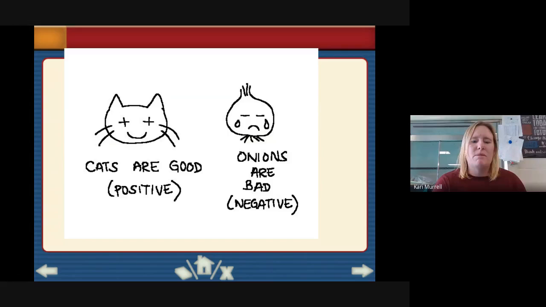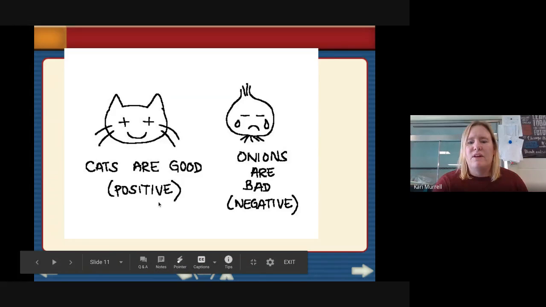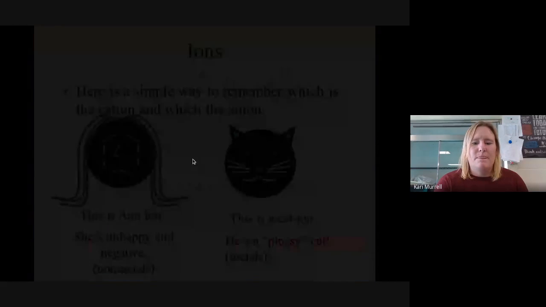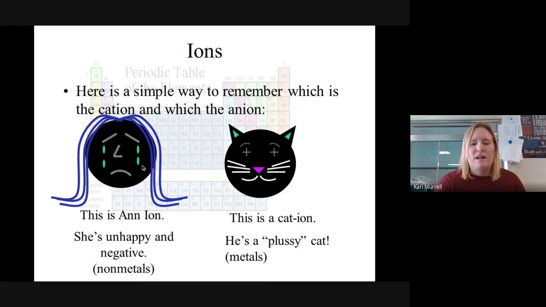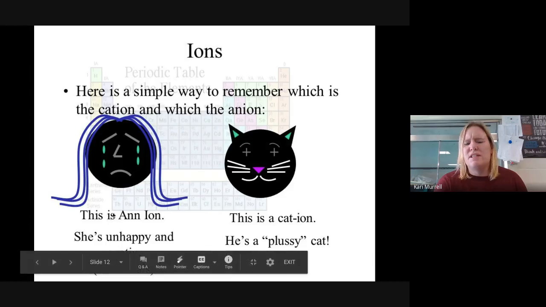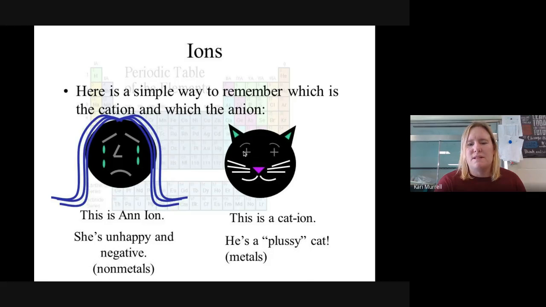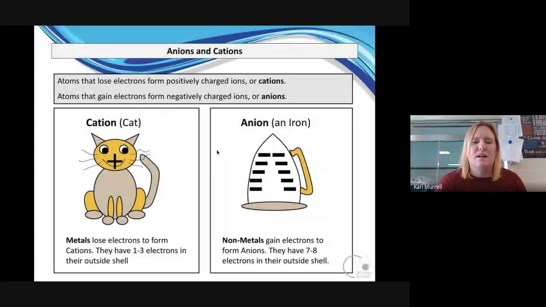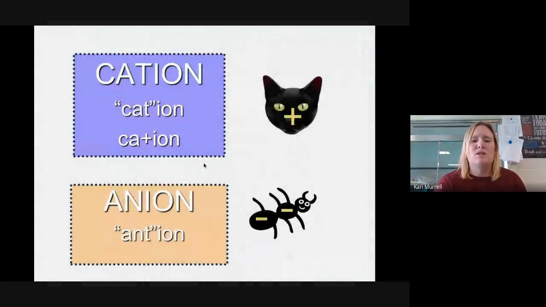So just some fun ways to remember this. Cats are good, positive. Onions are bad or negative. Here's another way. This is an anion. She's unhappy and negative. This is a cation, and you always draw it with its positive eyes. He's a plusy cat. See how he has the plus signs in his eyes? This is a cation, so he has a plus sign for his nose. An anion kind of sounds like an onion. And so you can see the minus signs there. So those are just some fun ways.